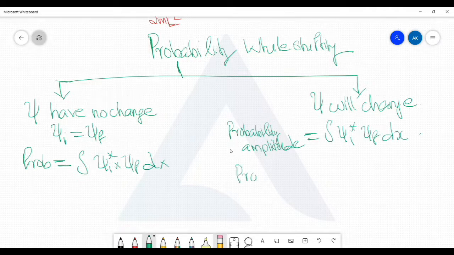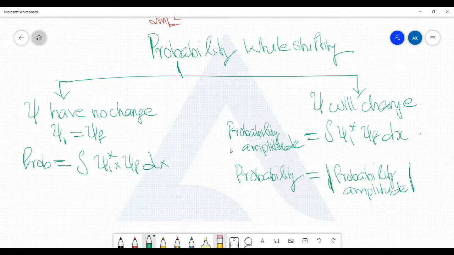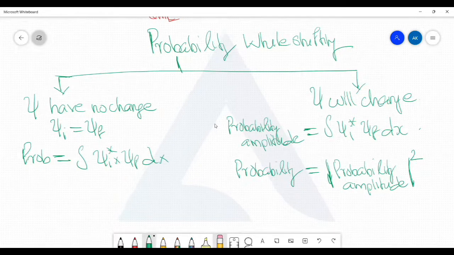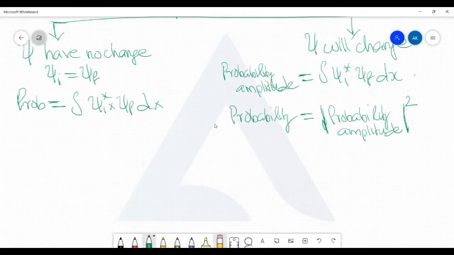To get probability, you have to take square of the probability amplitude. That is, your probability is simply taking the probability amplitude first, psi star initial, psi final. This gives you probability amplitude, and you have to square it. That will give you probability.